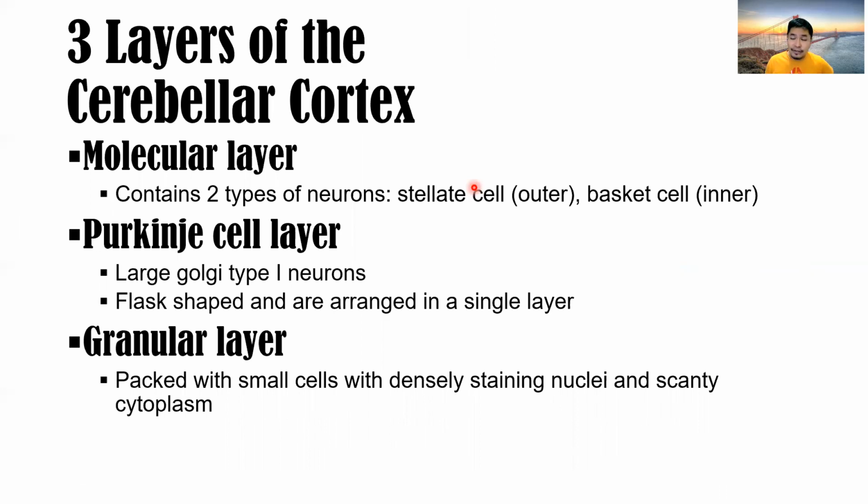There are three layers of the cerebellar cortex. We have one, molecular layer, two, the Purkinje cell layer, and three, the granular layer. The molecular layer contains two types of neurons. What are the two types of neurons? Stellate cells, which are located at an outer portion of the molecular layer, and inner basket cells. Basket cells, outer stellate, inner basket.